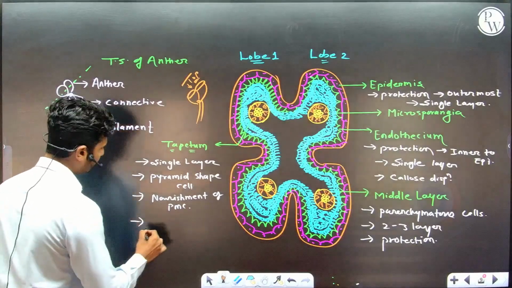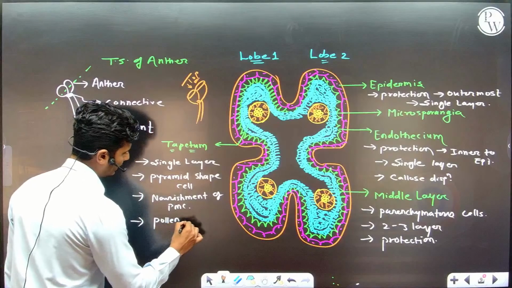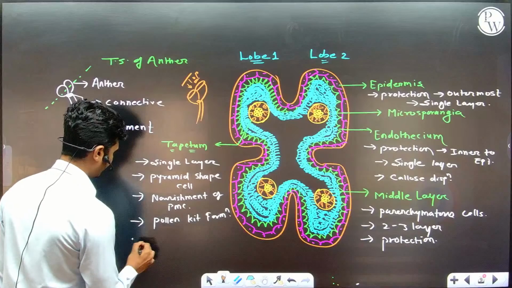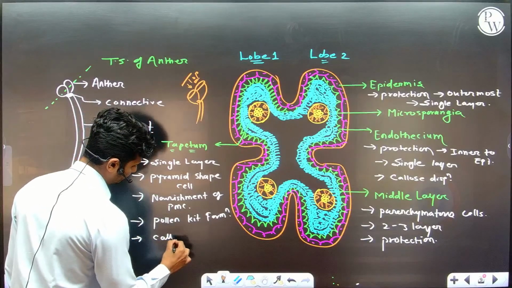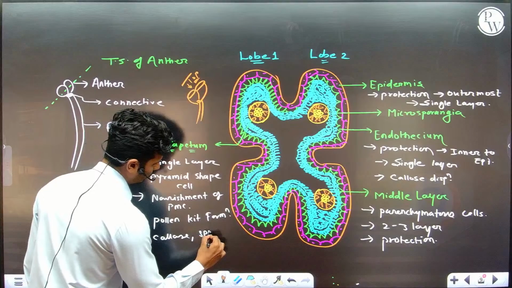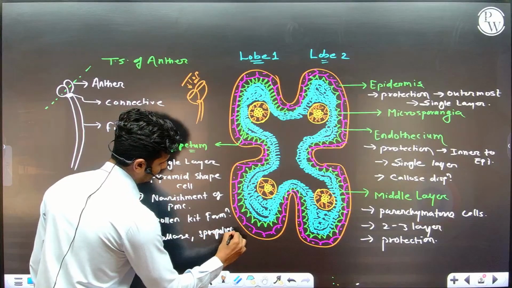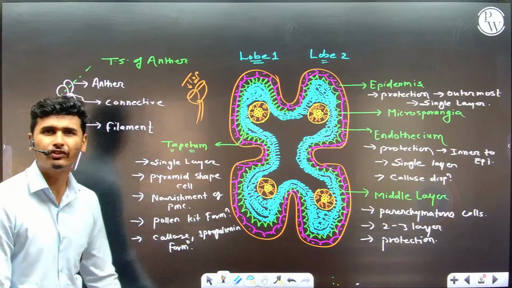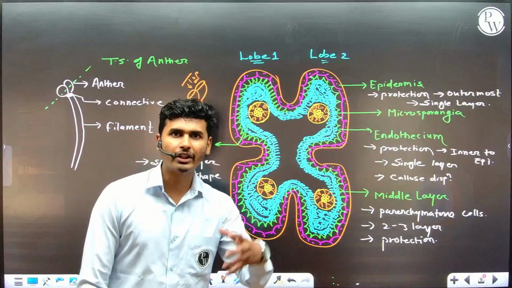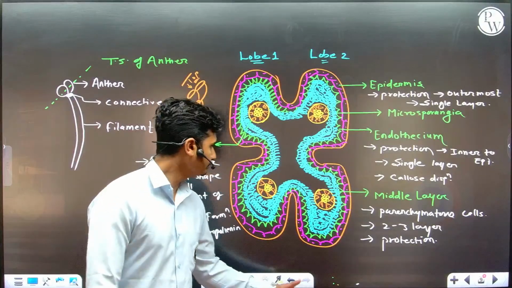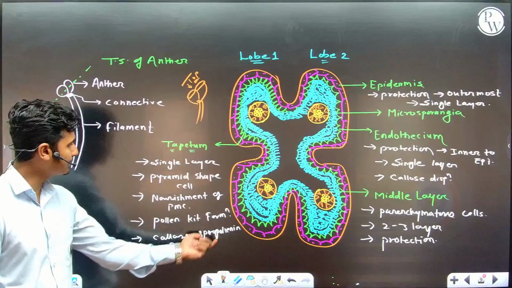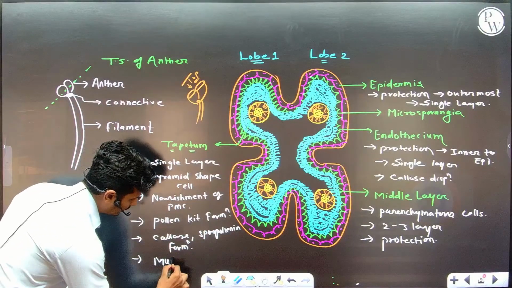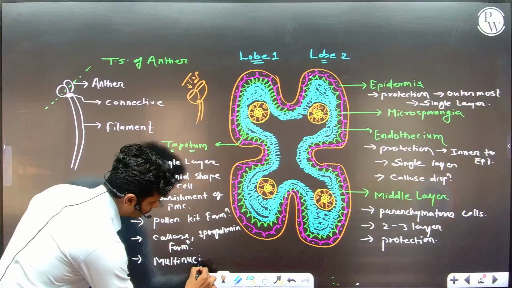Next, pollen kit formation, then callase formation, then sporopollenin formation. Look, this sporopollenin is not going to form directly. There is a body, the Ubisch body, which is formed by the tapetum, and then this body is responsible for formation of sporopollenin. And the last point, multinucleated.